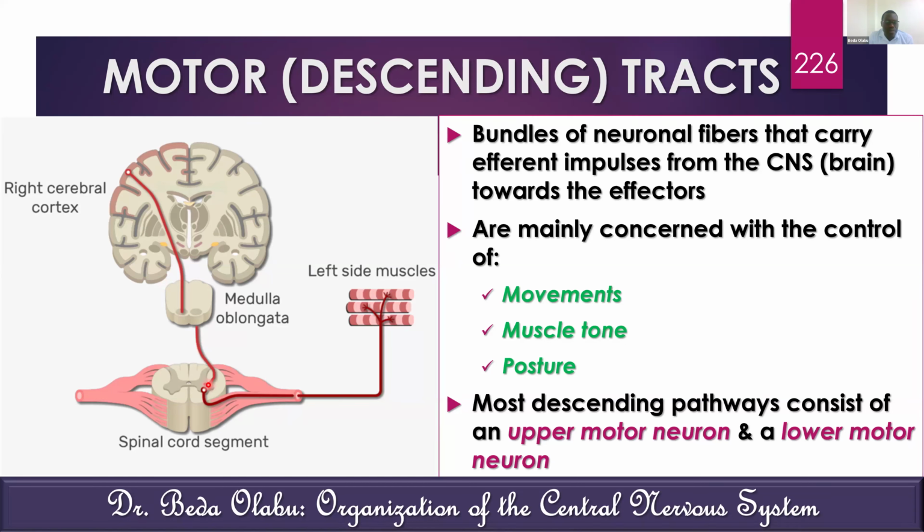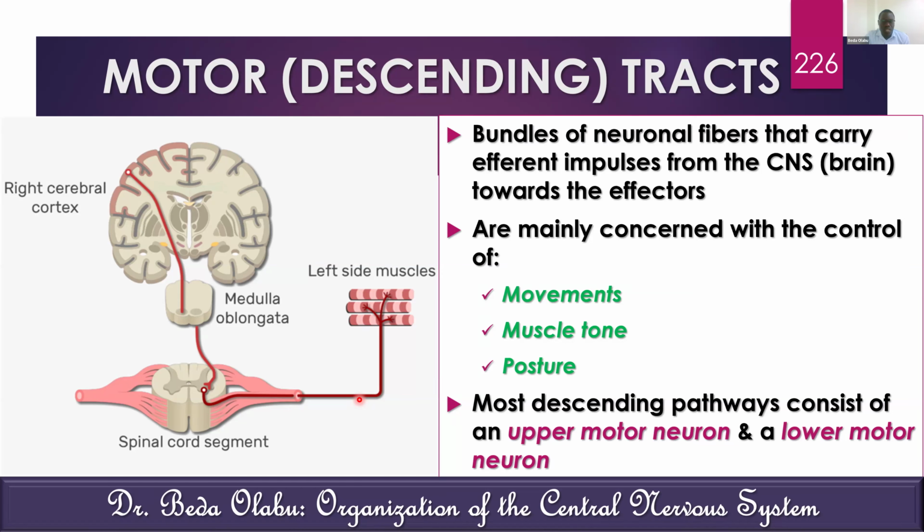Then it will synapse either in the brainstem or spinal cord. The one we're having right now has synapse in the spinal cord. The lower motor neuron then arises from there and leaves the central nervous system to form part of the peripheral nerve. And this lower motor neuron is the one that reaches the effector. In this case, we can see that muscle being innervated by this neuron. So remember upper motor neuron and lower motor neuron.